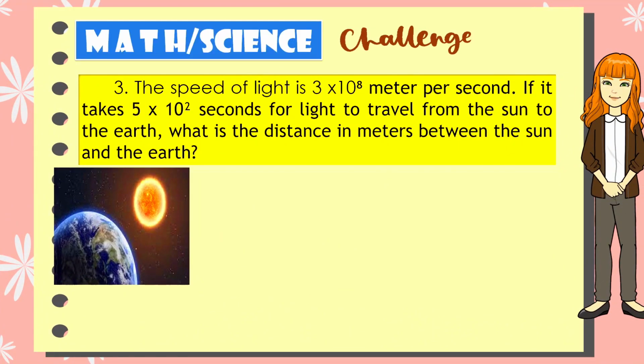Third example, the speed of light is 3 times 10 to the 8th power meter per second. If it takes 5 times 10 squared seconds for light to travel from the sun to the Earth, what is the distance in meters between the sun and the Earth?